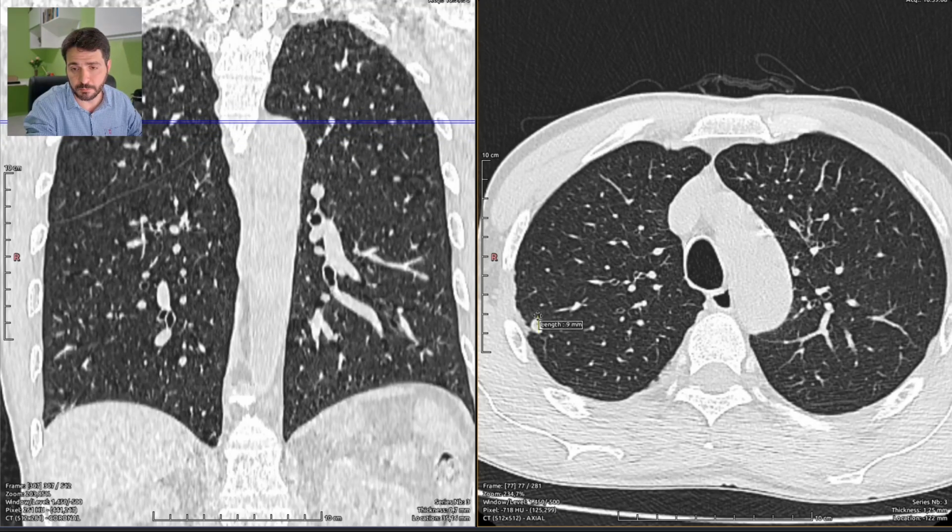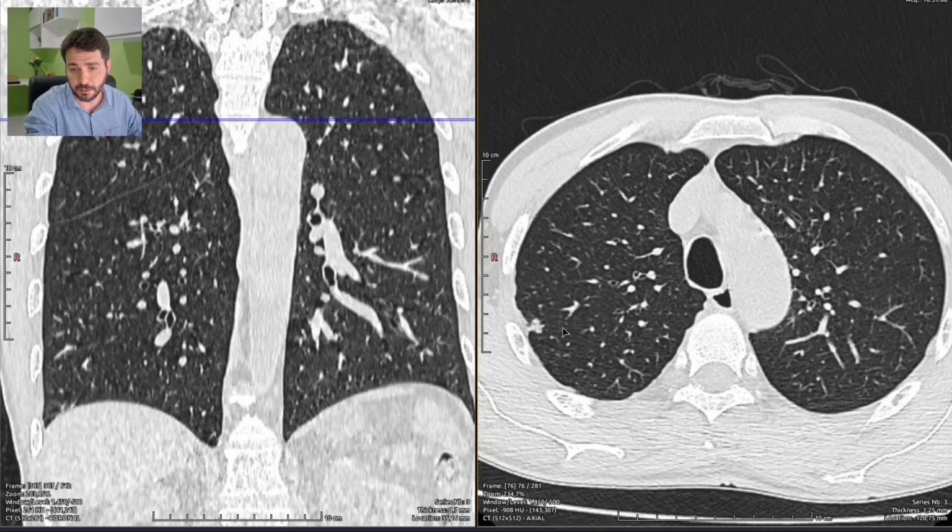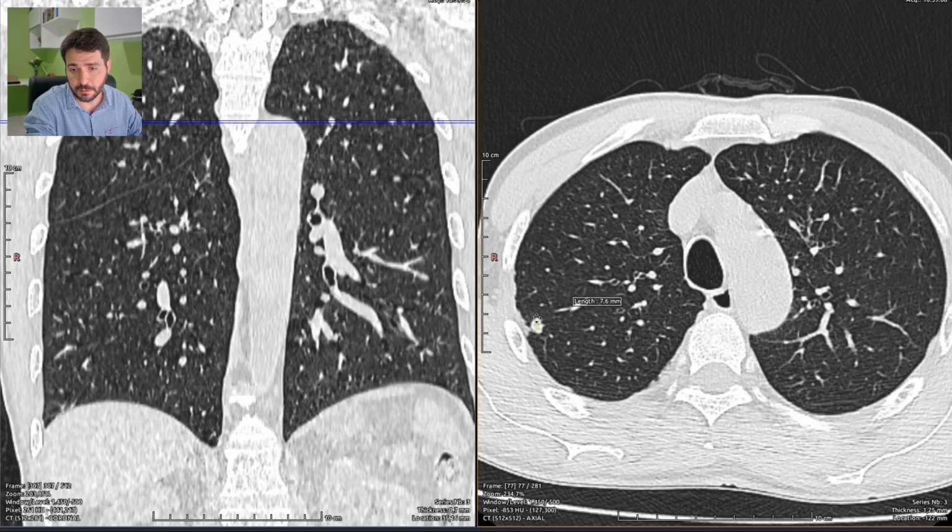Let me measure it once more. I'm going to say it is almost 0.9 centimeters on the axial plane. No calcifications. Irregular margins and quite big.